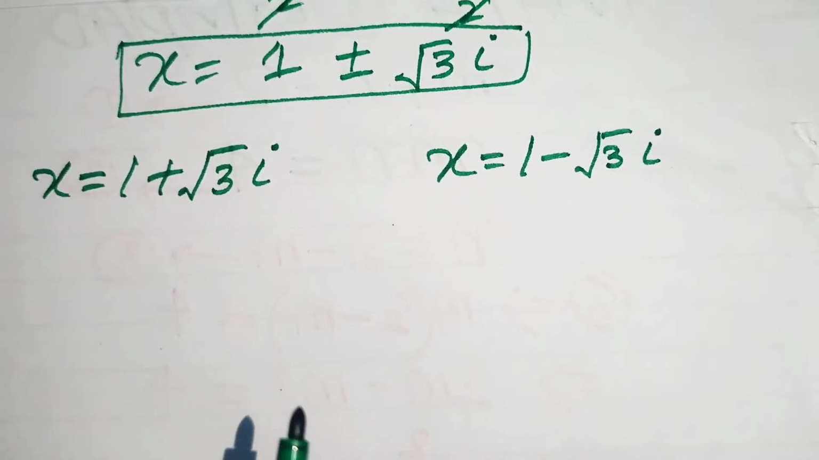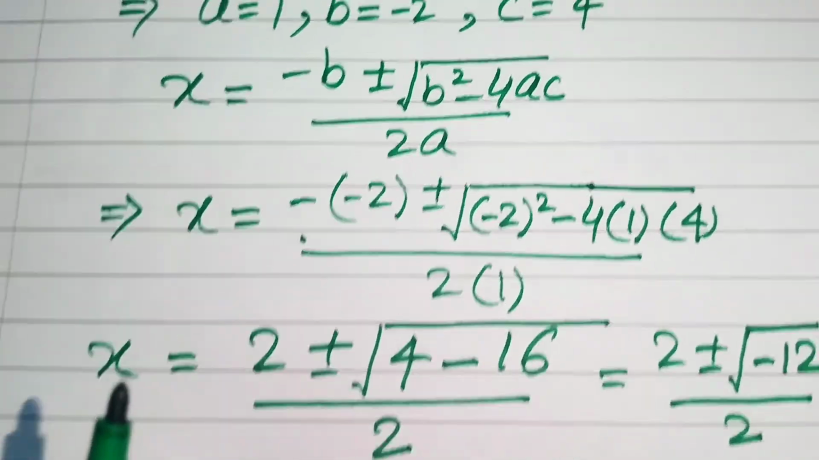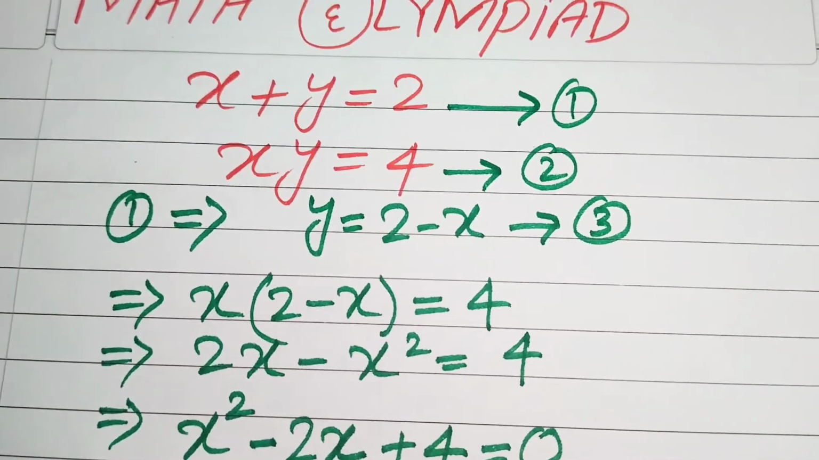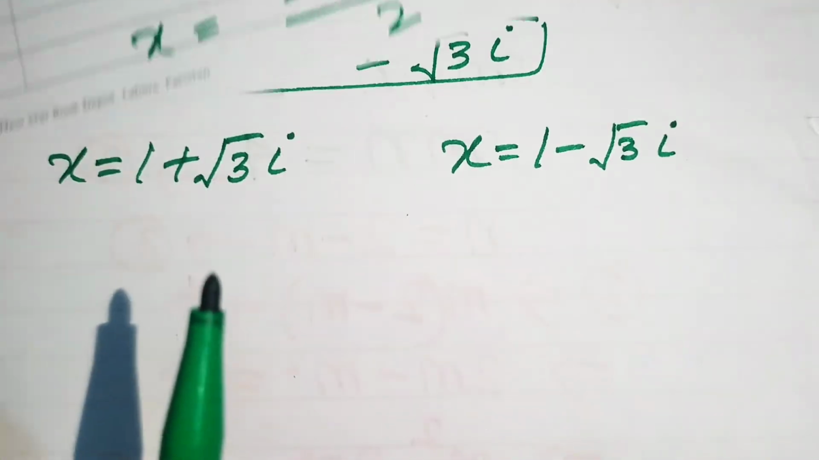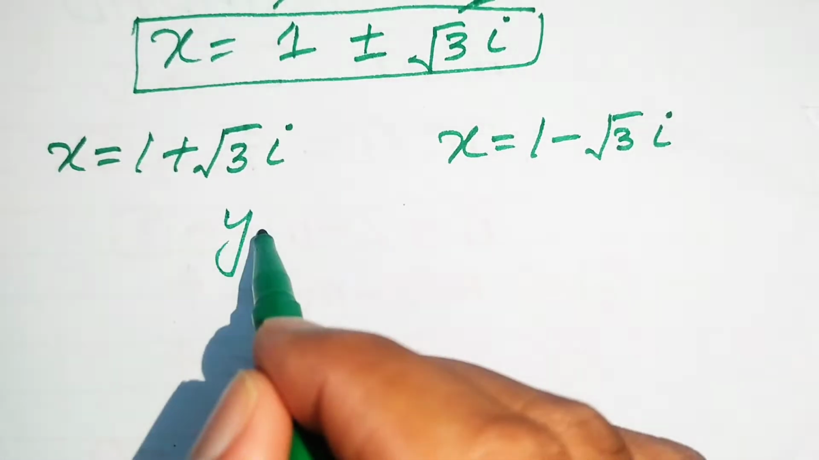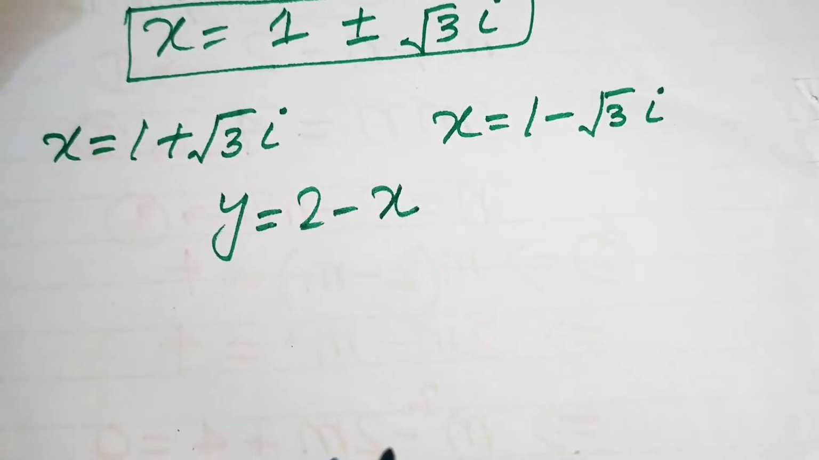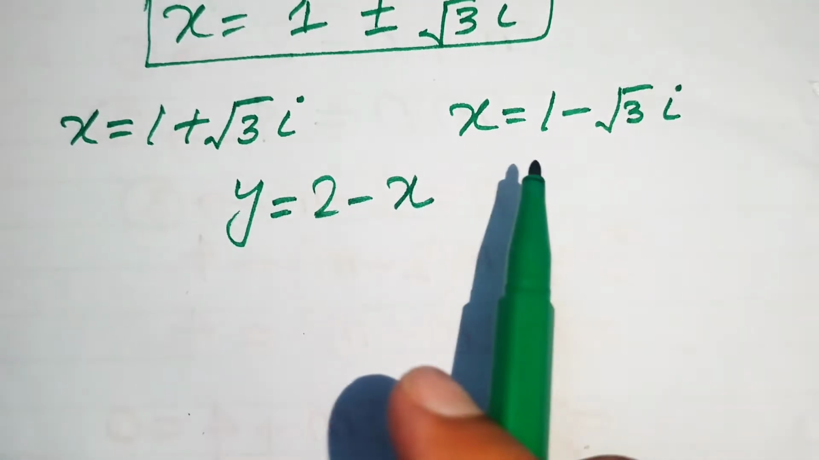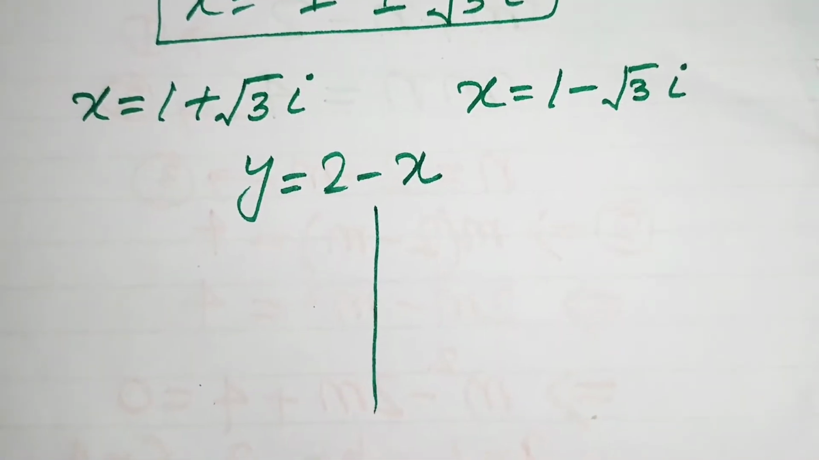Okay, so now we copy down equation number 3, and you see our equation number 3 is y equals 2 minus x. So this is our equation number 3, and it is stated as y equals 2 minus x. Now we substitute both of these values of x here, and we get the corresponding values of y.